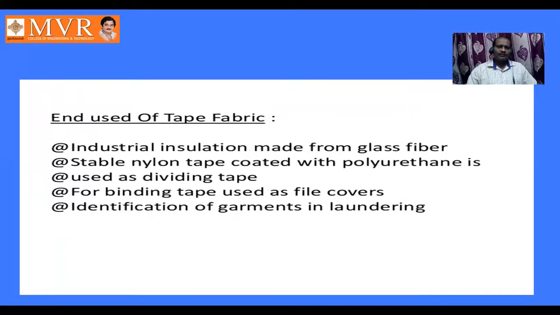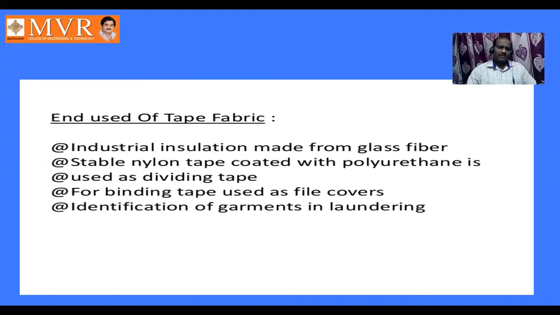End use of tape fabric. Who are going to be the end users of the tape fabric? In the beginning of the class, I told you about those who do regular work, such as an electrical technician, plumber, bookbinder, and a person who packs material for gift packing. In all these cases, we are going to use tape.